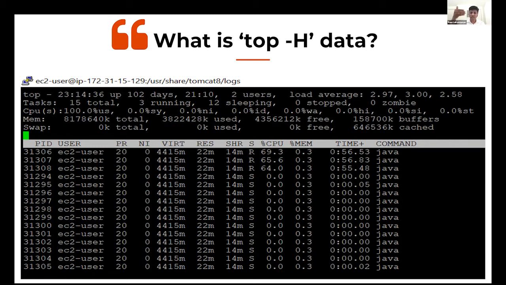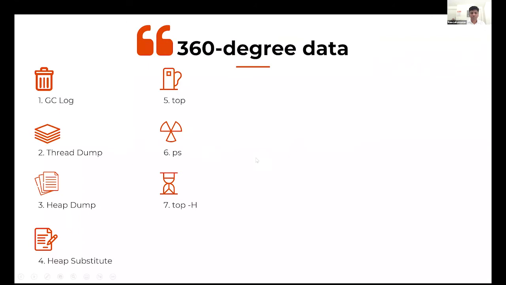When I take this data and marry it with the thread dump, I will get to see the exact line of code which is causing the CPU to spike, right?